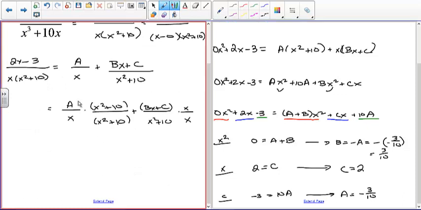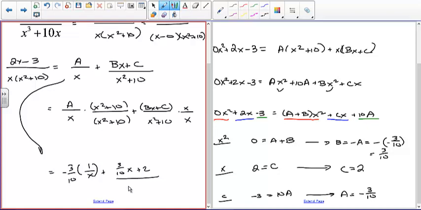So if we kind of go over here and bring that down there, what we could say is we have A, which is -3/10 times 1/x. And then we have this one, B is 3/10, so you get 3/10 times x plus C, which is 2, all divided by x squared plus 10.